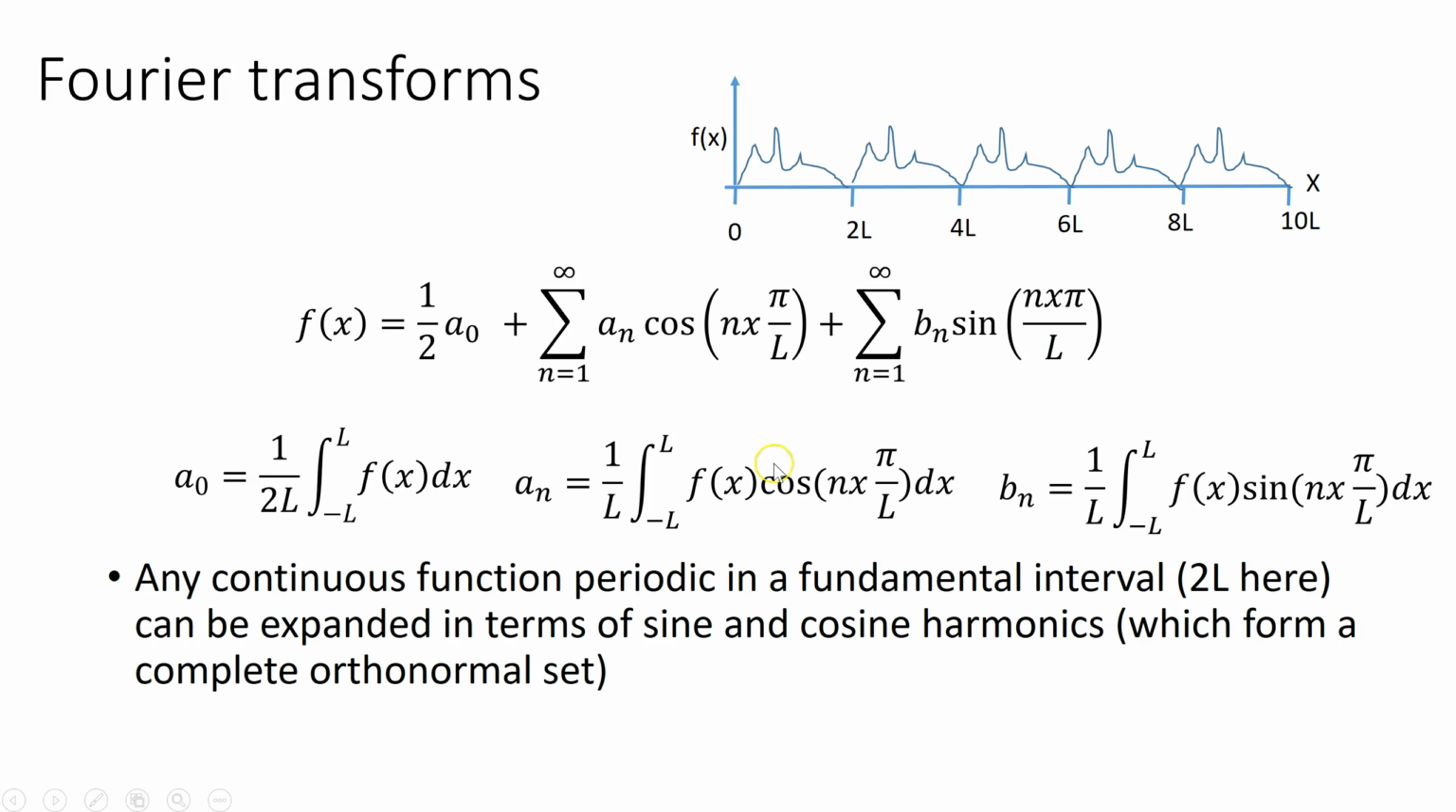Here are the formulae for calculating these coefficients a_n and b_n. a_n is just the projection of the function onto the appropriate harmonic for which you are calculating the coefficient, and ditto for b_n. So these calculations can be carried out, if you know f of x, by doing these integrals here.